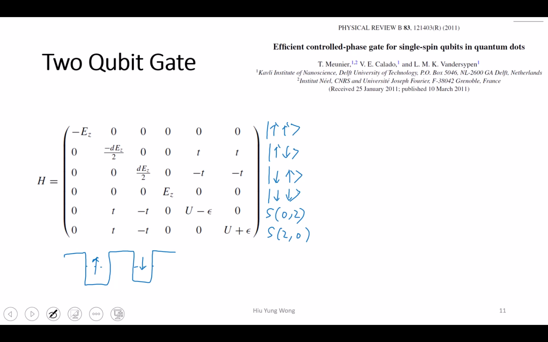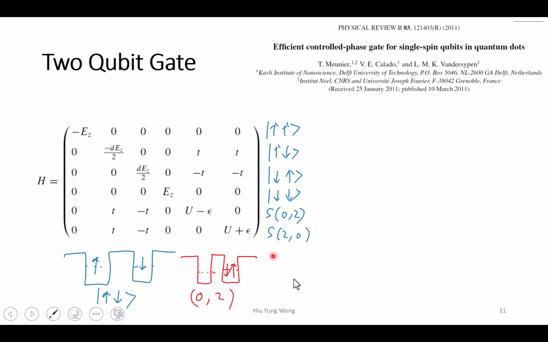But it is also possible to have, let me write this first, for example, this is called spin up, spin down. But it's also possible to have this situation: no electron here, but both electrons are here. This is the 0,2 state. And similarly, if both electrons are on the left, then that is the 2,0 state.